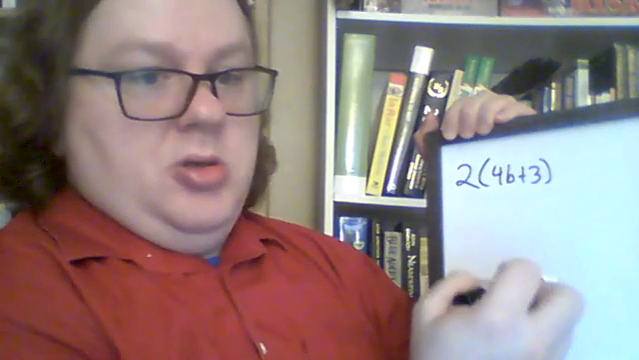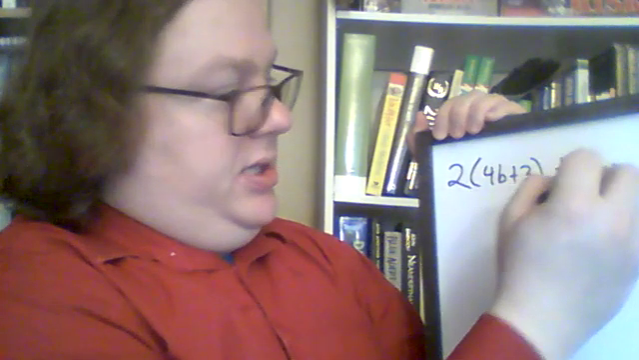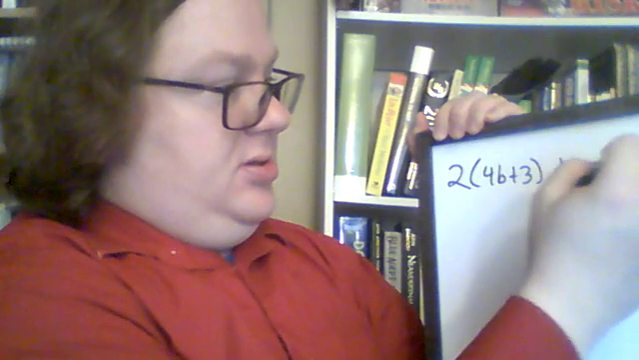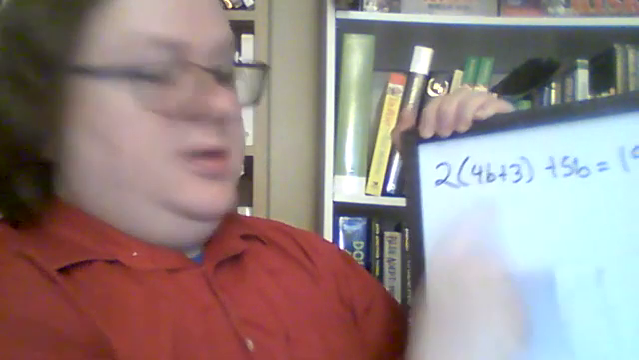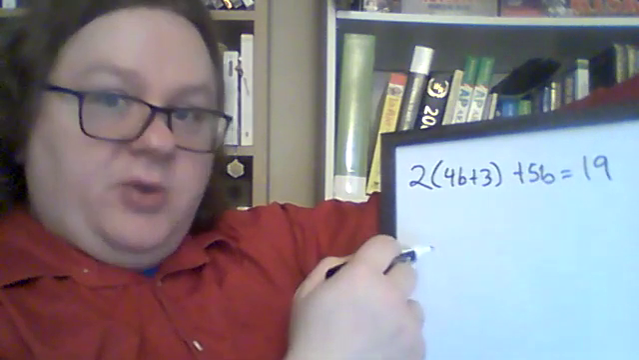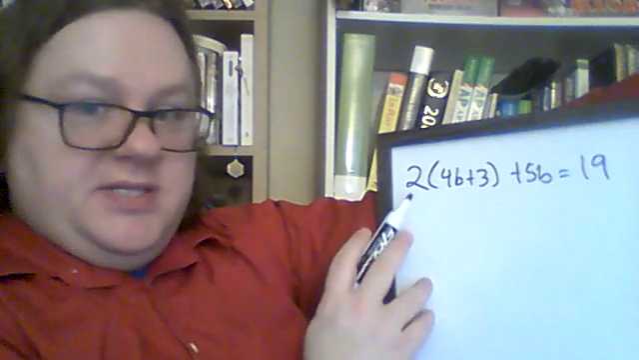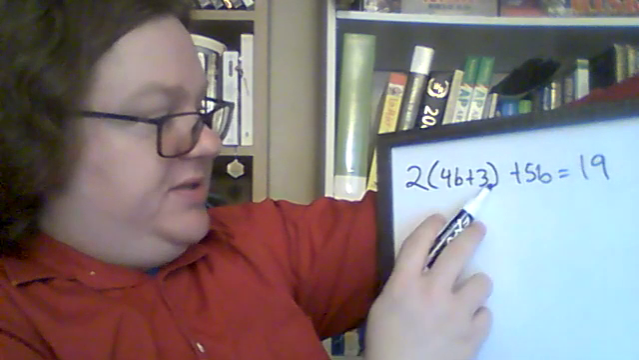Okay, now we're going to use the distributive property. So we've got 2 parentheses 4b plus 3, plus 5b equals 19. And we're trying to solve for b, which again is just like the x. We're trying to get the b alone on one side of the equation and all the numbers on the other side of the equation. So what we've got to look at first is this 2 and this 4b plus 3.